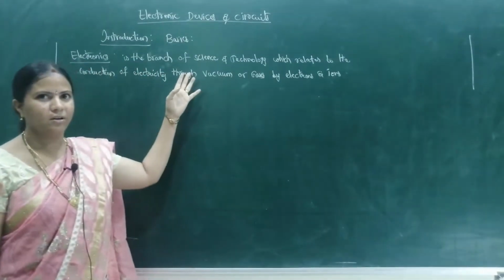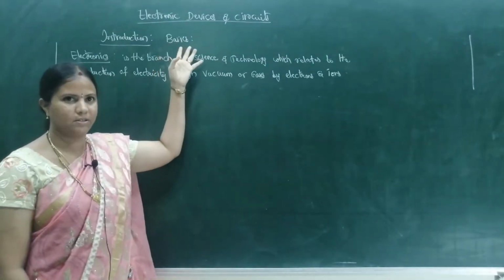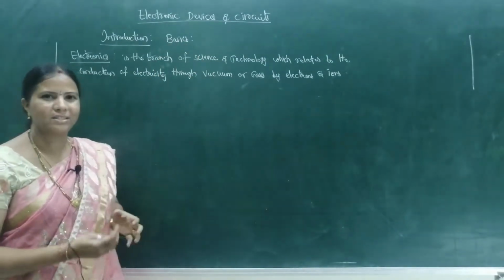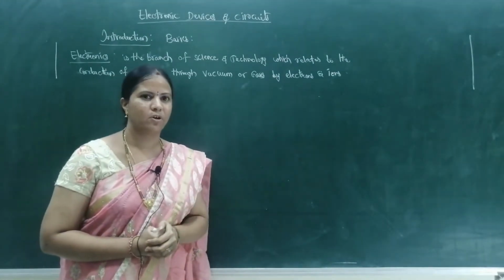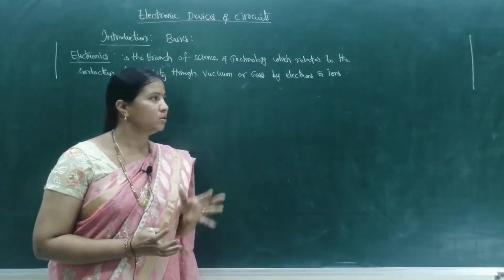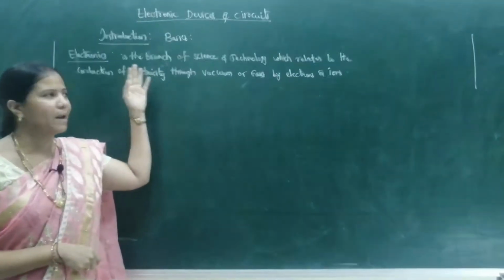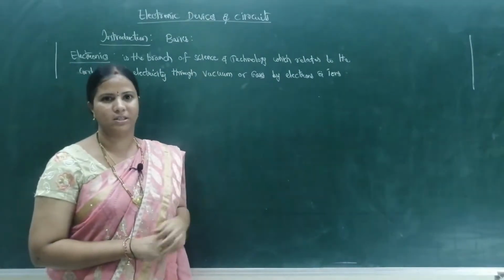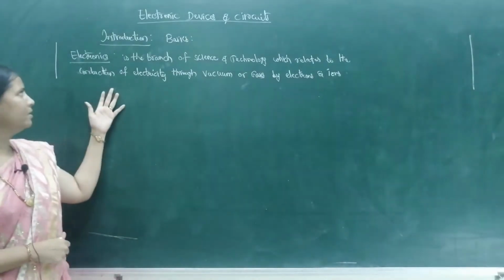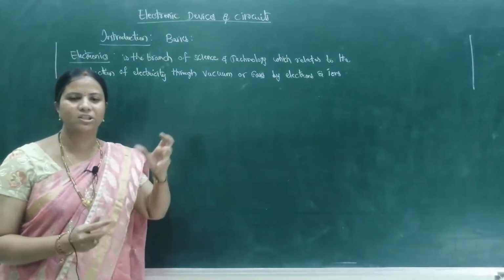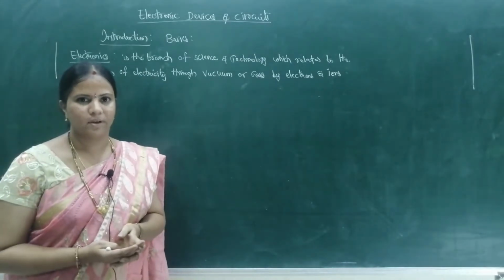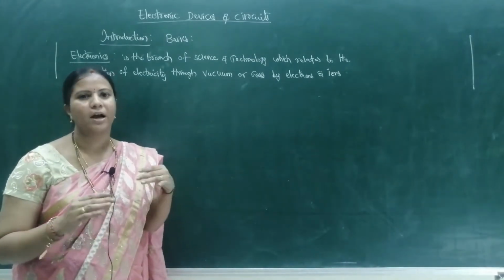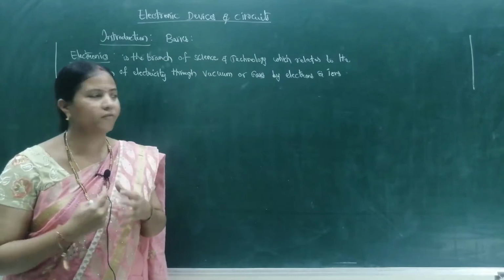Coming to the introduction, first we are going for the basics. So actually, what is electronics? Our subject name is electronic devices and circuits. Electronics is a branch of science and technology which relates to the conduction of electricity. Conduction of electricity is nothing but flow of current. Electricity is nothing but flow of electrons, which means flow of current.